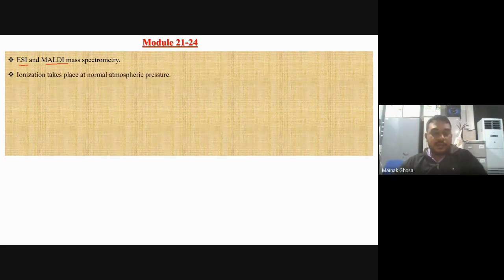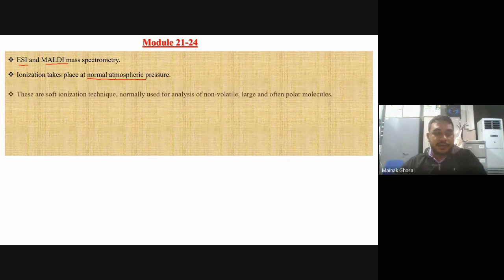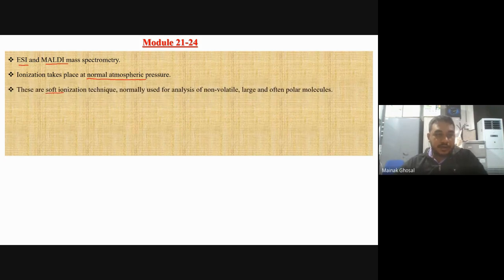Here, unlike other mass spectrometric instruments where you need a vacuum for ionization to take place, ionization actually takes place at normal atmospheric pressure. You have seen that. So, as I have told you, these are soft ionization techniques. They are normally used for analysis of non-volatile, large, and often polar molecules. Non-volatility was the limitation of CI. Whenever I discussed CI, I told you that the compounds would be relatively volatile.